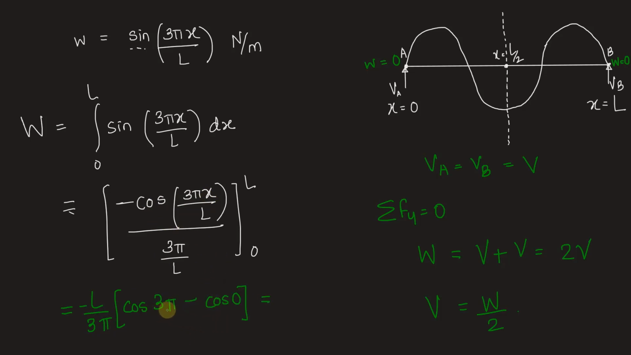Cos of 3π is minus 1 and cos of 0 is 1. So we have minus L by 3π into minus 2. Minus 2 into minus 1 gives us 2. So it is 2L by 3π. So the total load when integrated has magnitude 2L by 3π. This shaded region has the magnitude of 2L by 3π. So V will be nothing but half of this value, which will be L by 3π.